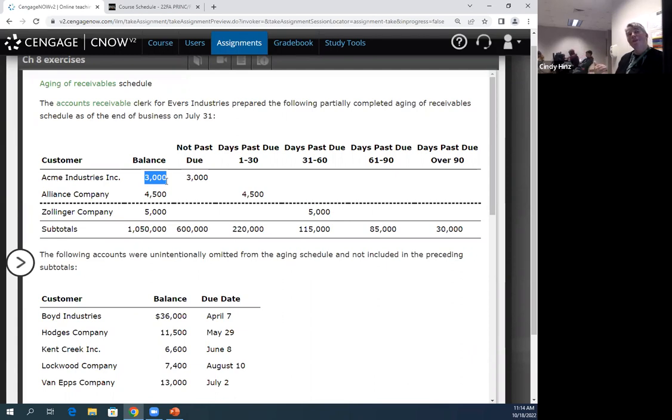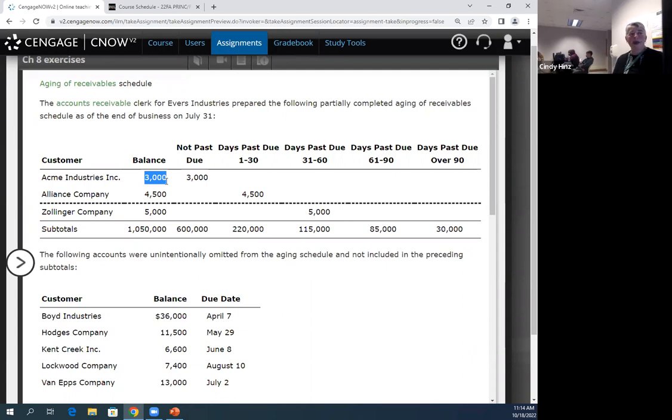Because the newer an invoice is, the more likely it is that our customers are going to pay us. The flip side of that, the older an invoice is, the less likely our customer is going to pay us. The longer it is past due, the more likely it is that we are going to end up writing off that invoice. Doesn't mean we won't collect any of them that are past due, but the longer it is past due, the less likely it is that we will ever see that money.